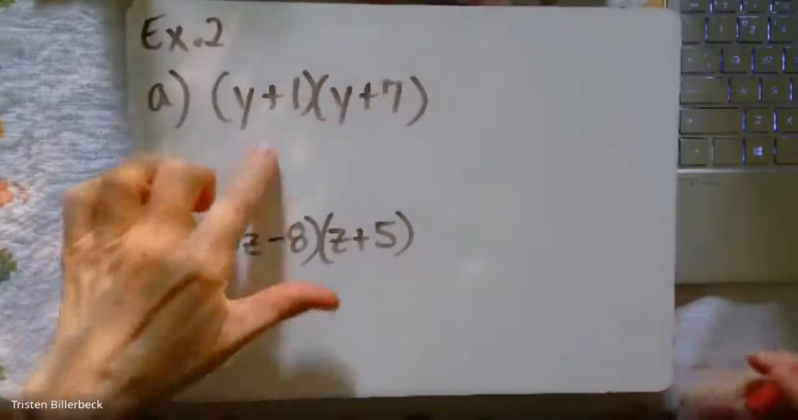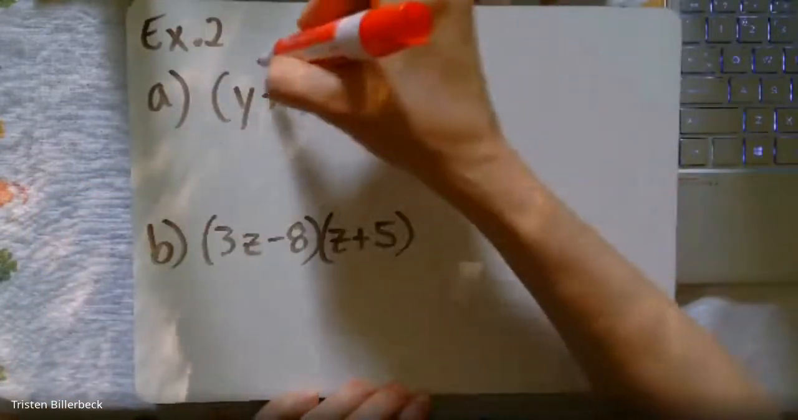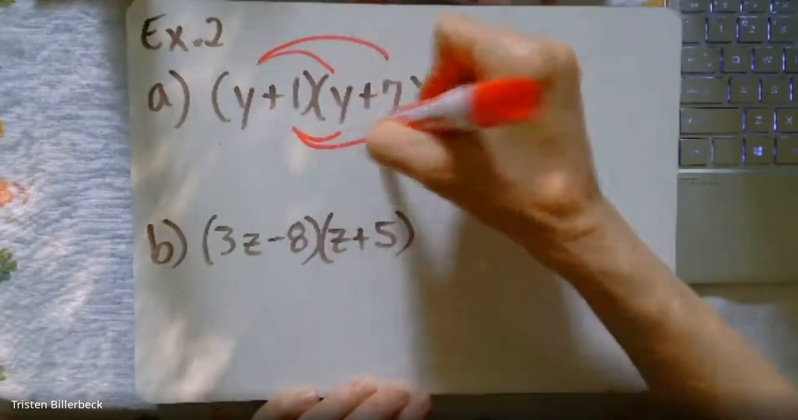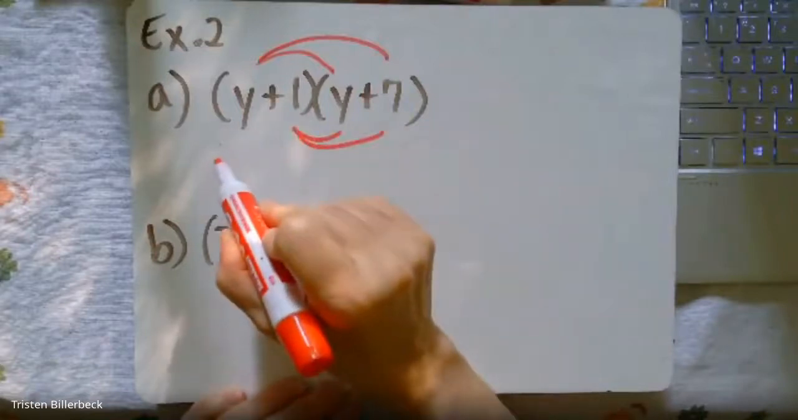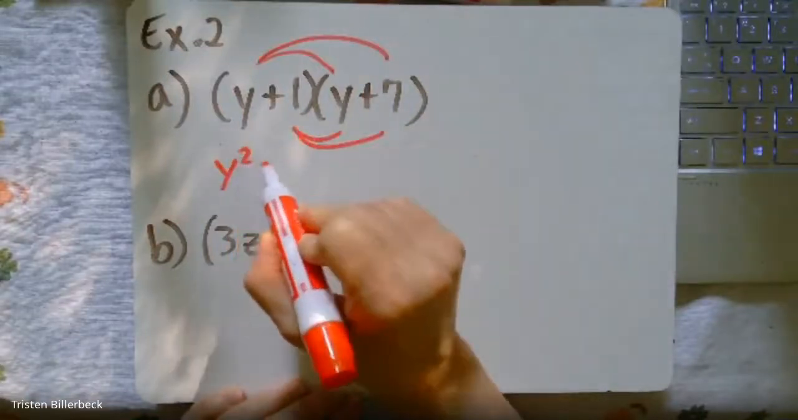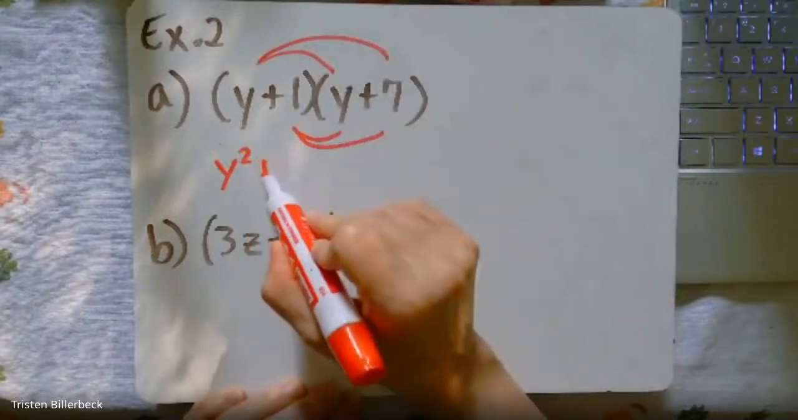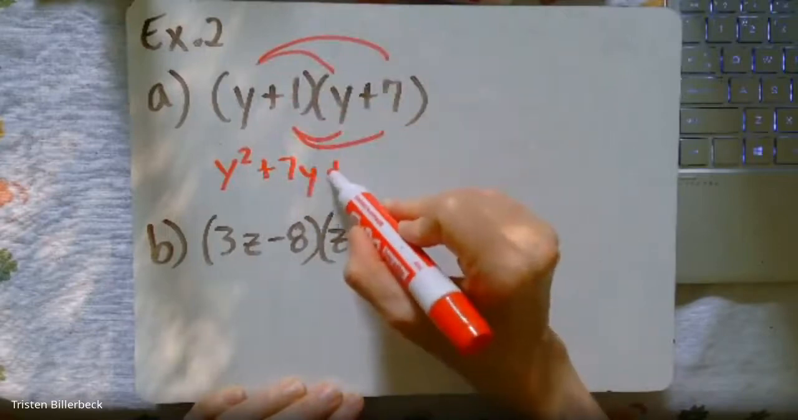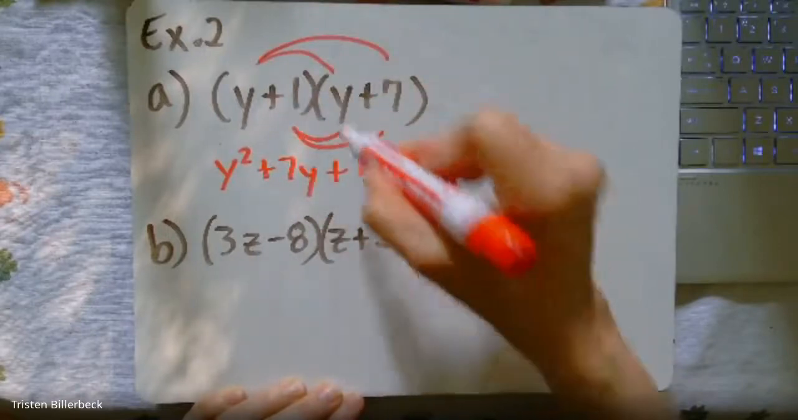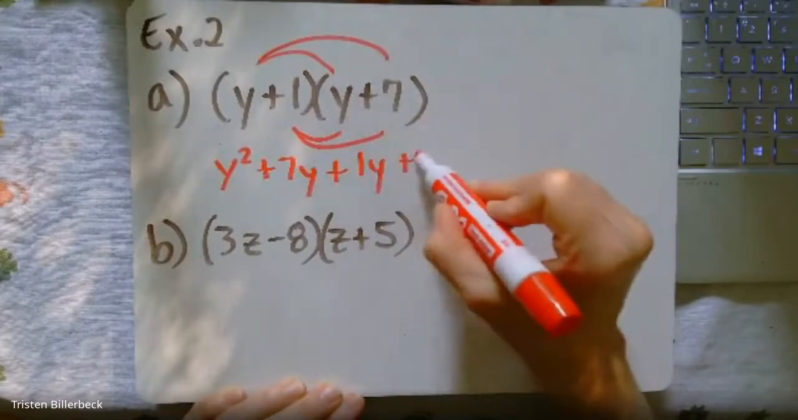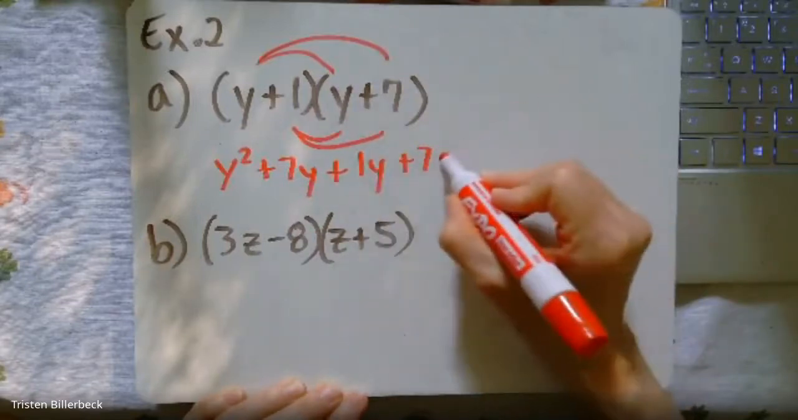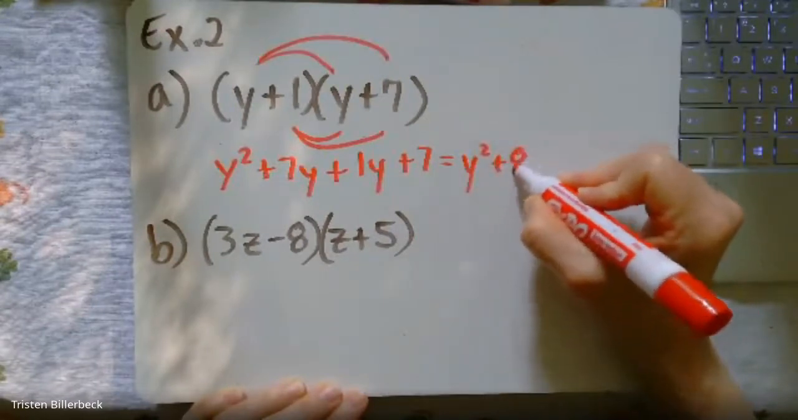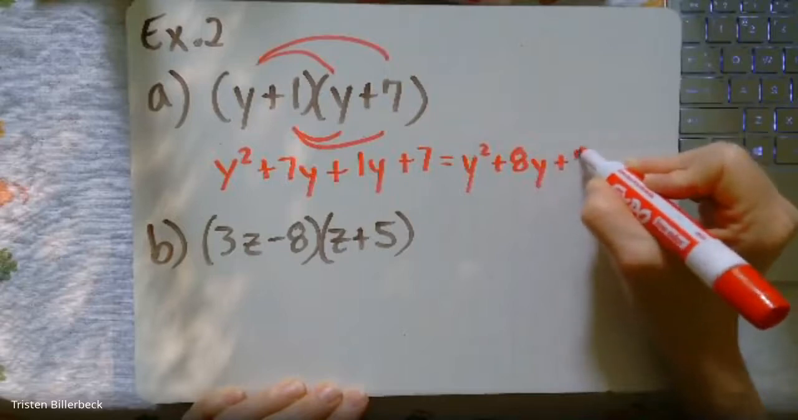So let's look at this. We'll do both. We're going to do FOIL. So first, outer, inner, last. First would be y times y, which is y squared. Outer is plus 7y, so 7 times y. Inner is 1 times y. And last is 1 times 7. Okay, so that's going to equal y squared plus 8y plus 7.